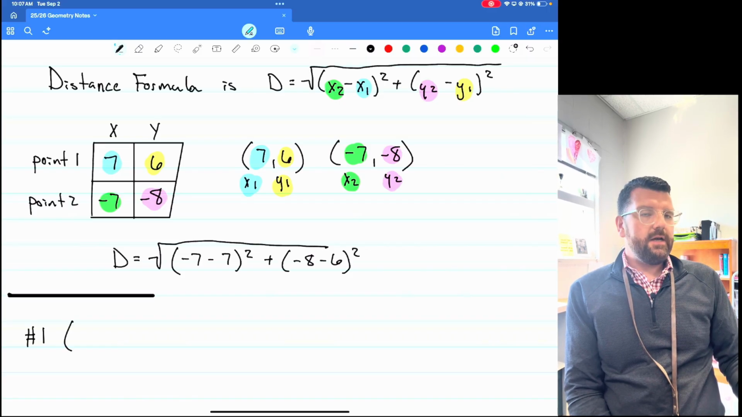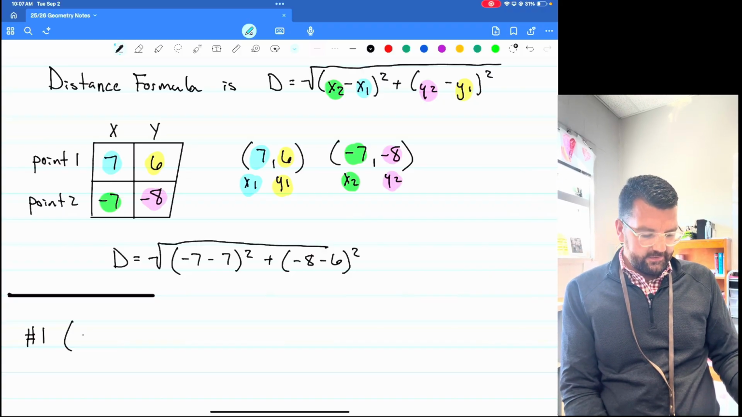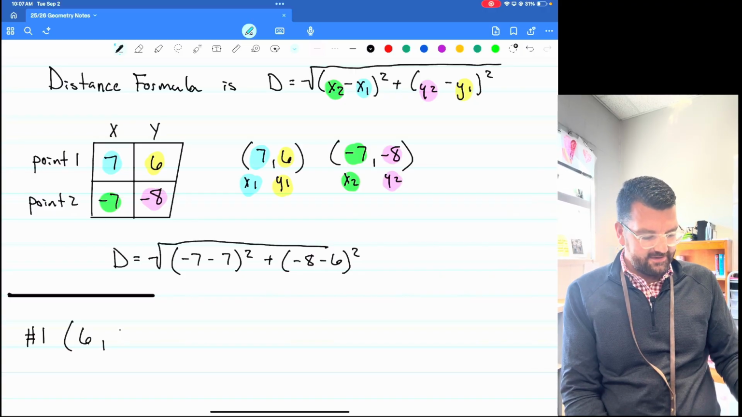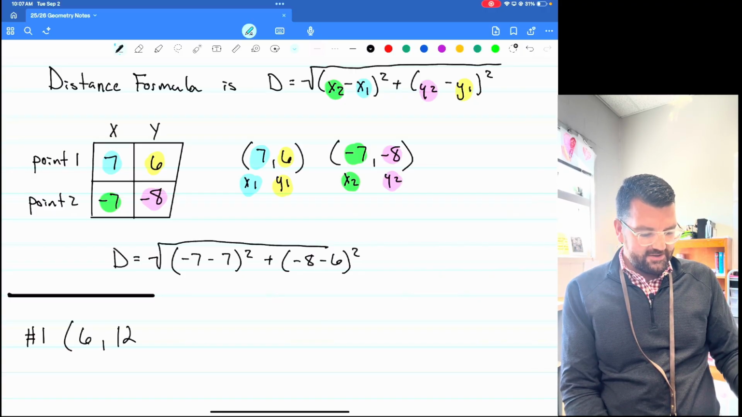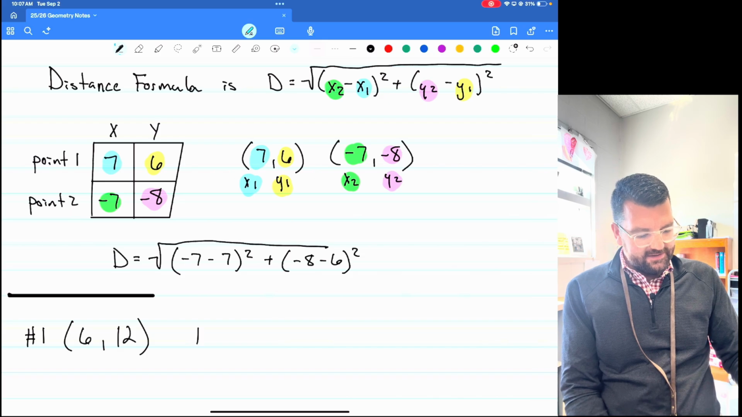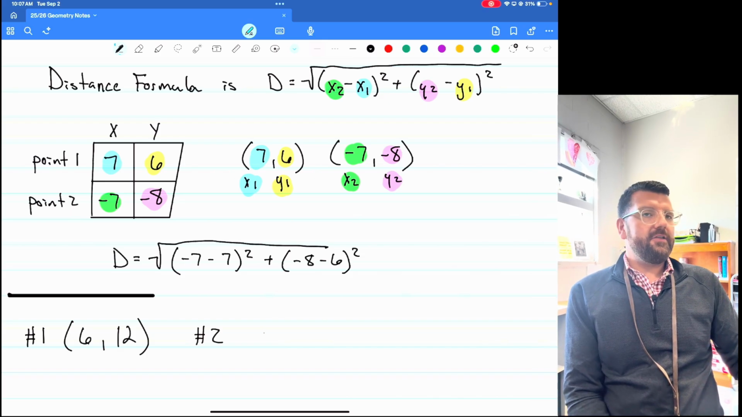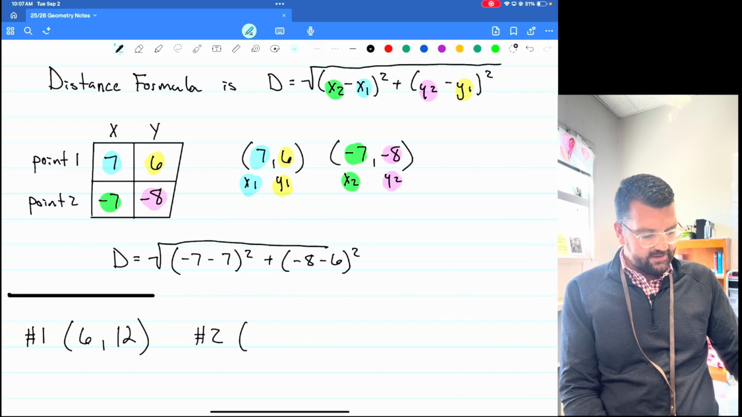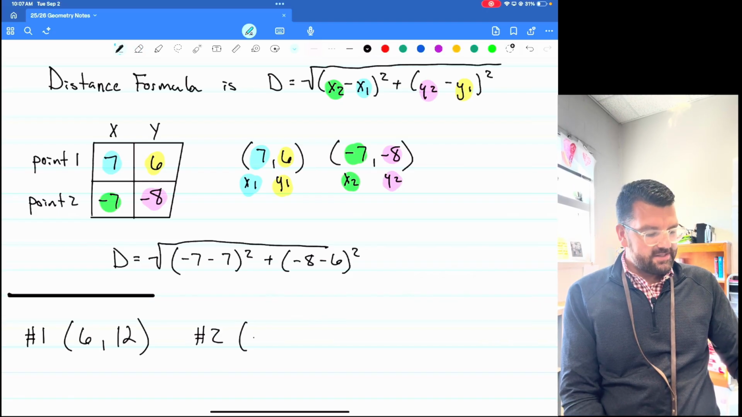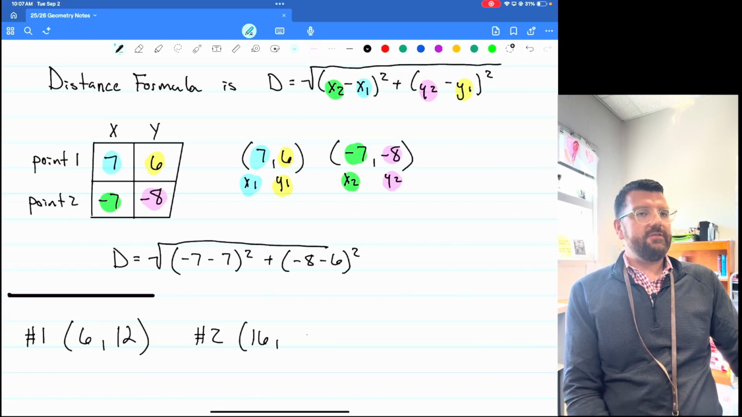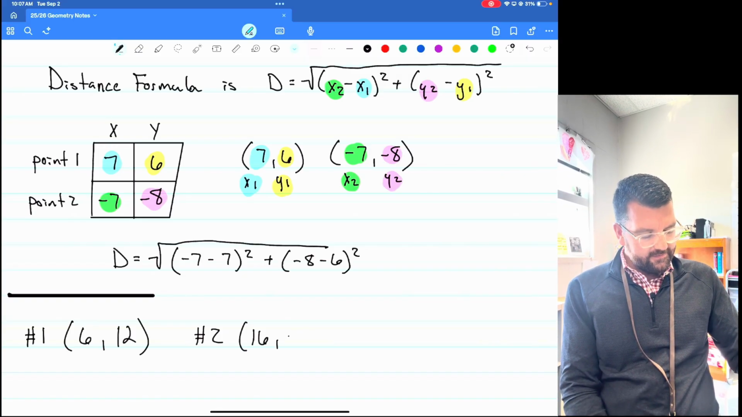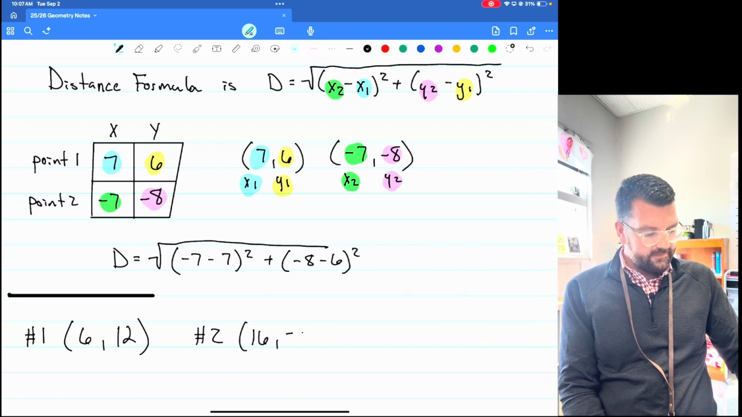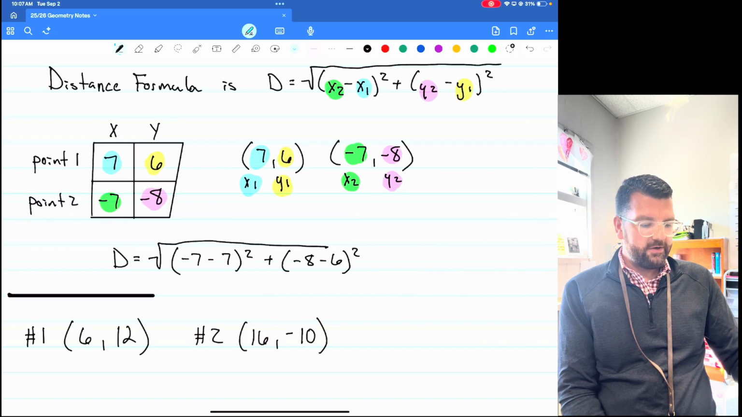Give me a number 1 through 20, negative or positive. 6. Give me another number 1 through 20, negative or positive. I heard 12. Give me another number 1 through 20. 16. Negative number 1 through 20. I think I heard 10, negative 10.